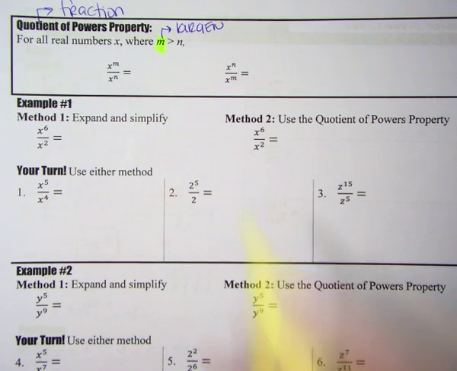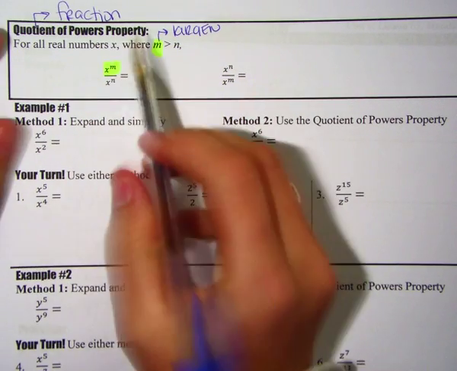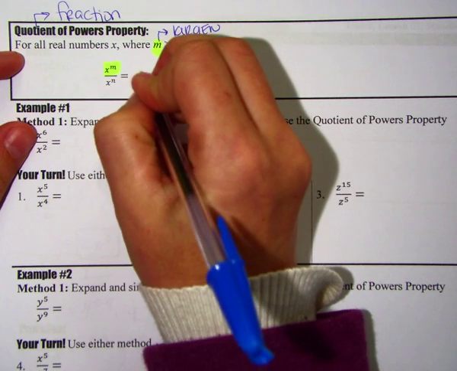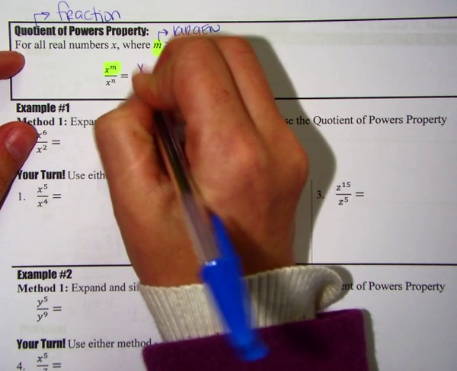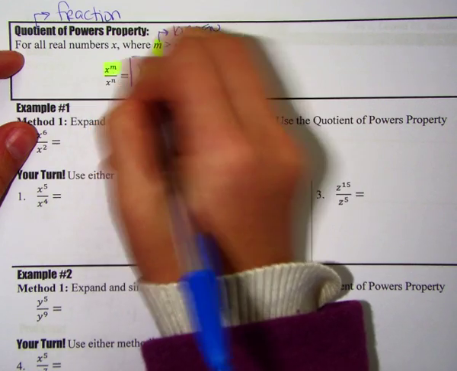So why does that matter? Here it has x to the m. If m is larger, that means the bigger number is in the numerator. So we'll subtract the powers, and since m is larger, it's going to stay in the numerator.